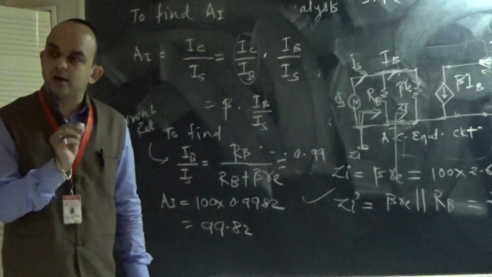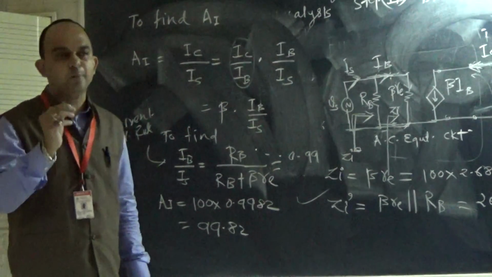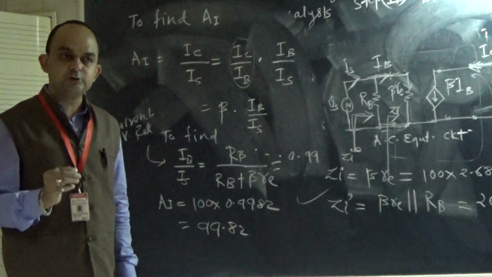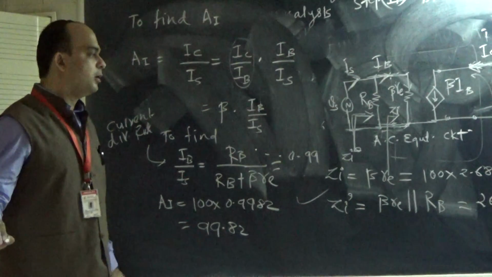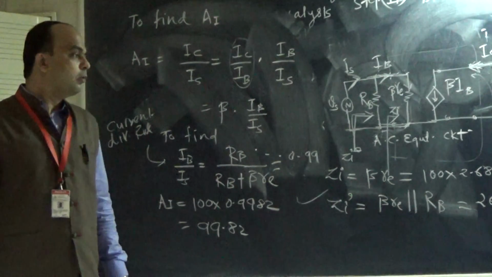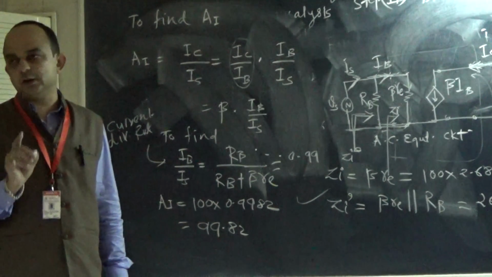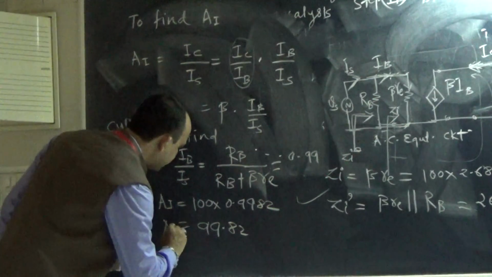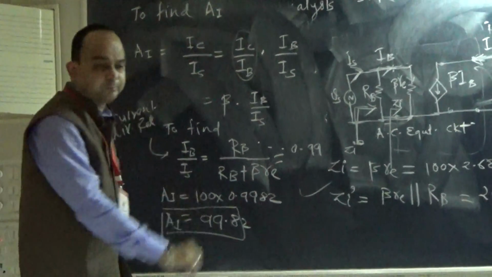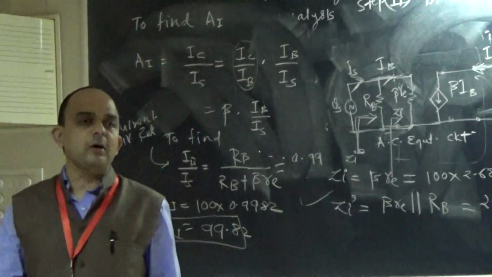Because it is the current gain, output current upon input current, it is a ratio. Whenever there is a ratio, there won't be any unit attached to it. But for Zi and Zo, do not forget to write ohms, kiloohms. Okay? So this is the ratio. This has completed your numerical of 12 to 15 marks.